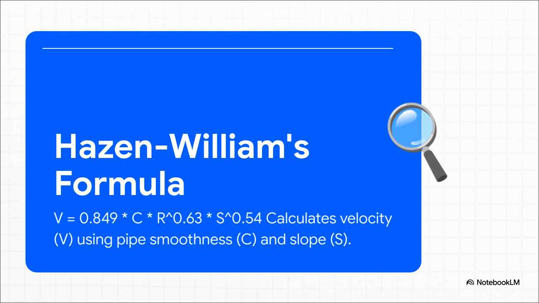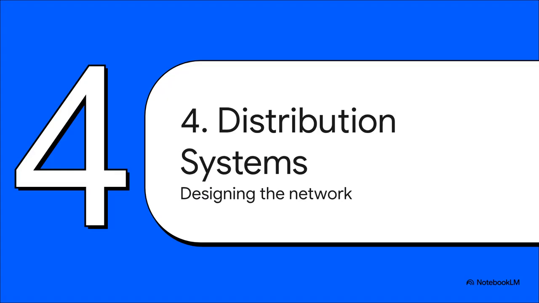The most important letter to notice here is C. That C is a coefficient that represents how smooth the pipe is. A super smooth plastic pipe will have a high C value. An old, rough, corroded pipe, a very low C value. Higher C means less friction, which means the water flows faster. Simple as that.